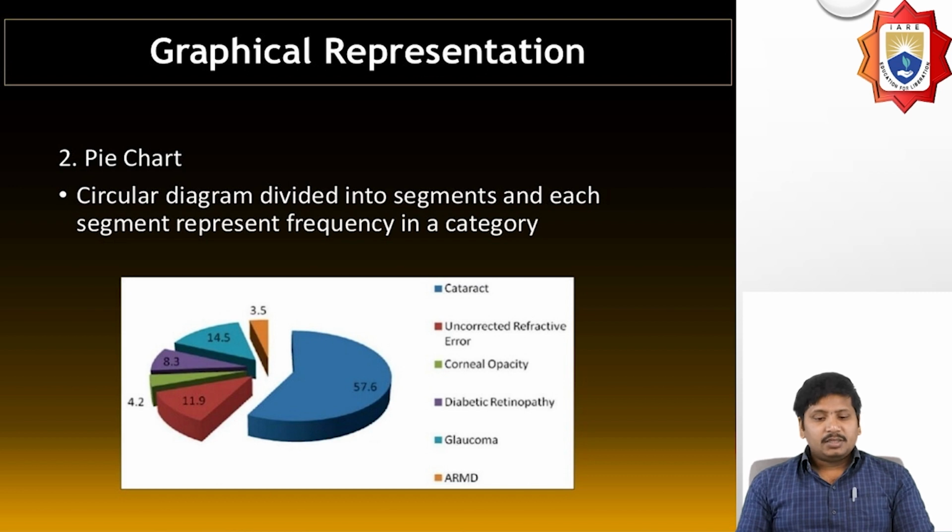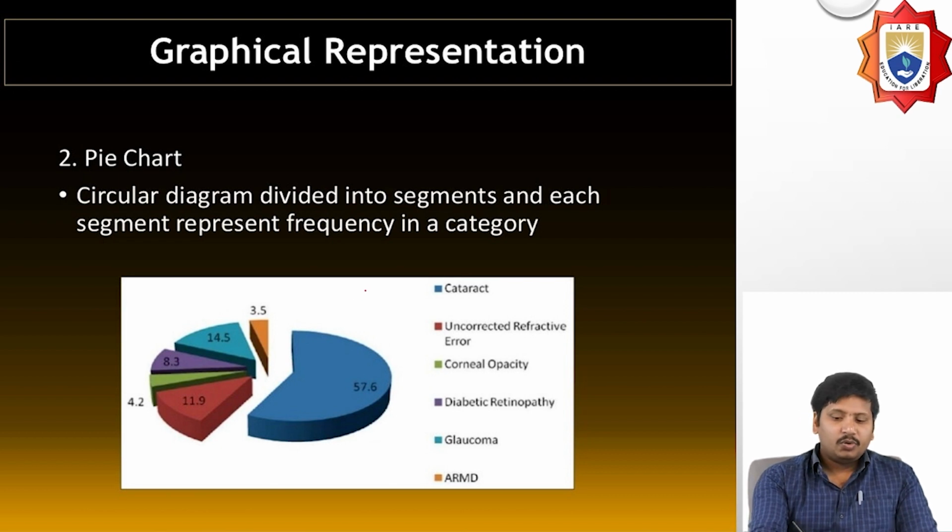The next one is the pie chart. So a pie chart is nothing but a circular diagram, which is divided into different segments, and each segment represents a frequency in a category. The circular diagram means that we take a circle where the section is divided into different forms.